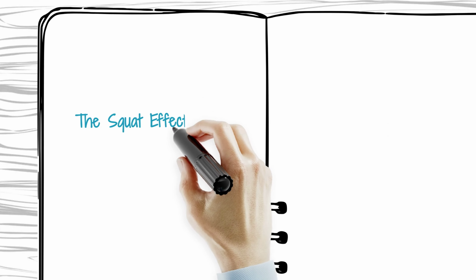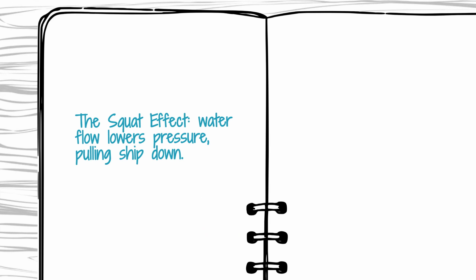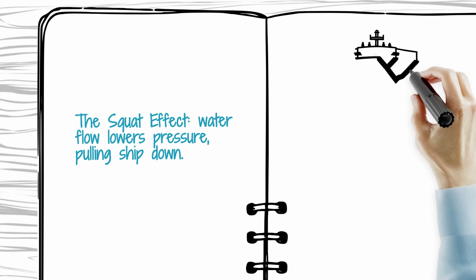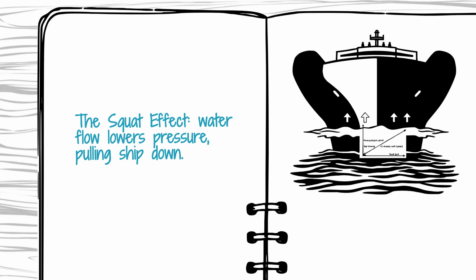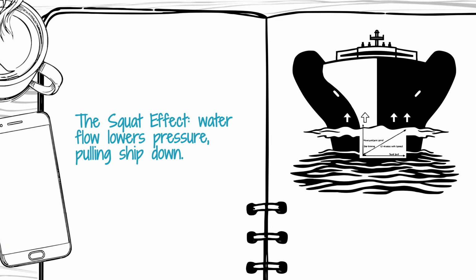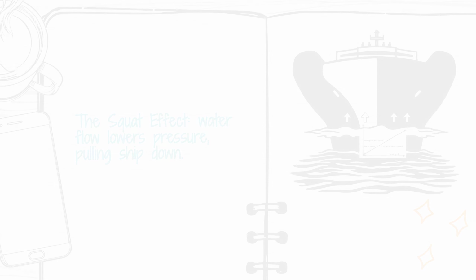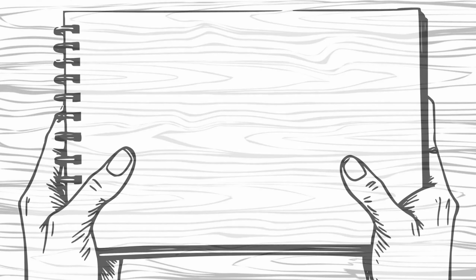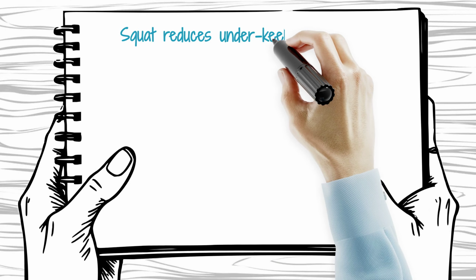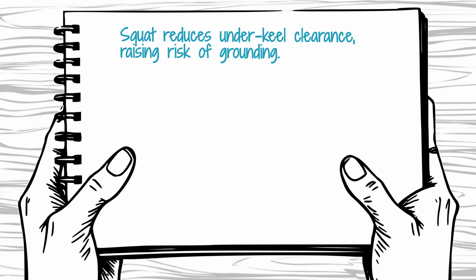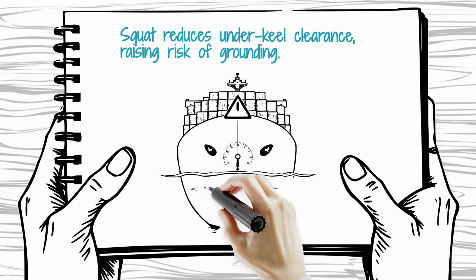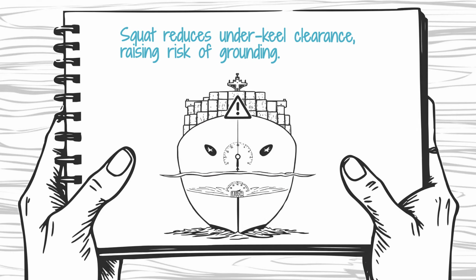Second, and perhaps most critically, is the squat effect, which we've discussed before. The accelerated flow of water under the hull creates an area of lower pressure, effectively sucking the ship down closer to the seabed. This bodily sinkage, coupled with a change in trim, often causing the ship to sink more at the stern or bow, is directly proportional to the square of the ship's speed. This can dangerously reduce the under-keel clearance, or UKC, increasing the risk of grounding. Mariners must dramatically reduce speed to counteract squat, often moving at half speed or less in critical areas.